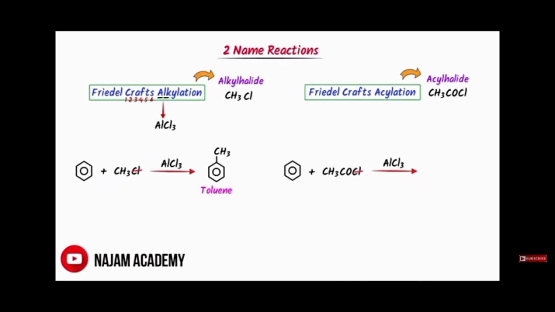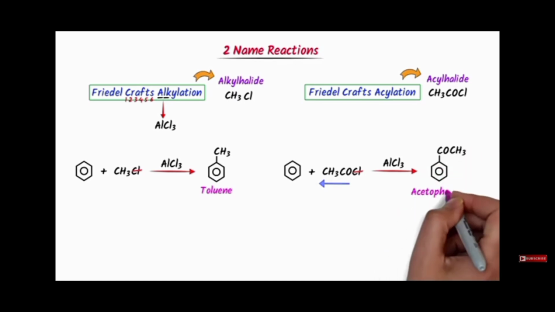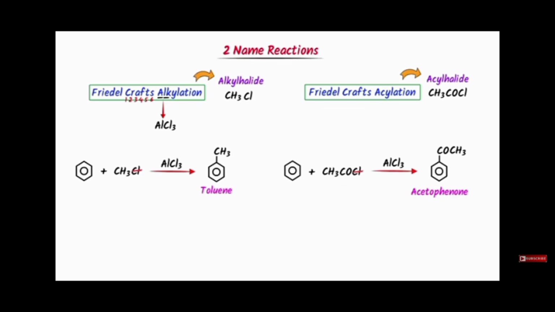I take benzene and I write it here. Lastly, I go from back to write CH3CO. I mean, I write CO and then CH3. I get acetophenone. This is the Friedel-Crafts acylation. So note down these two reactions.